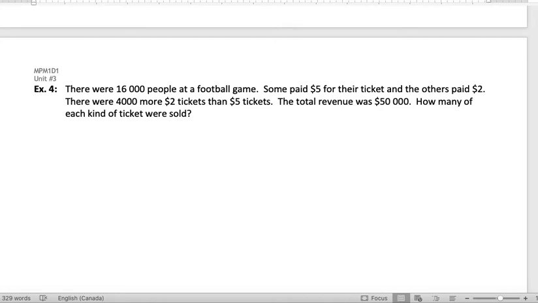Question 4 says there were 16,000 people at a football game. Some paid $5 for their ticket and others paid $2. There were 4,000 more $2 tickets than $5 tickets. The total revenue was $50,000. How many of each kind of tickets were sold?